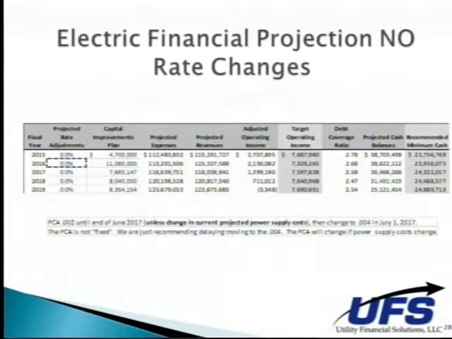So this is a picture of the financial projection for the electric department, but there's a couple key things I want to note. You can see the second column, and there aren't any rate adjustments, so this is without any rate adjustments. And this is actually recommending that next month, you're projected to move your PCA to 0.004.